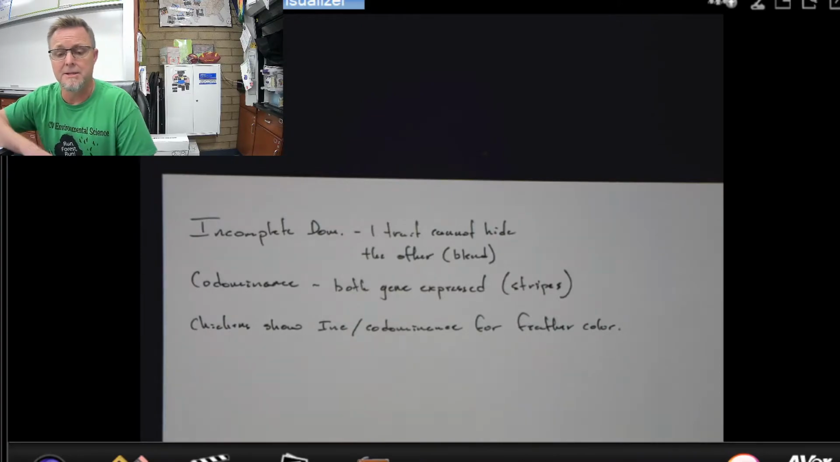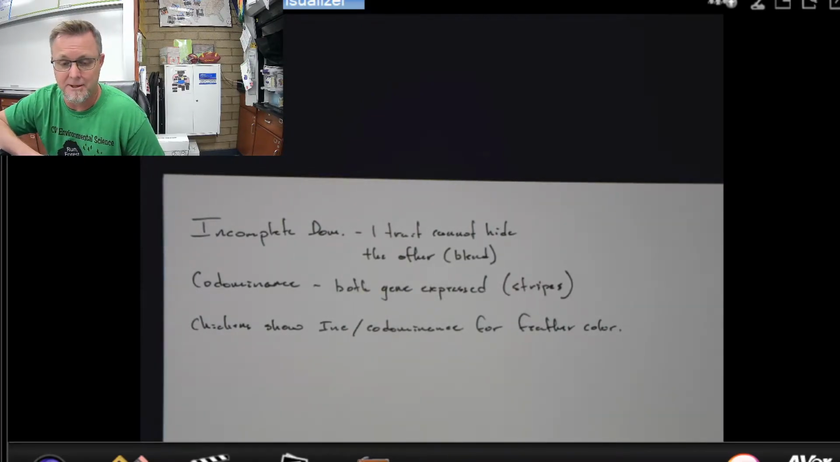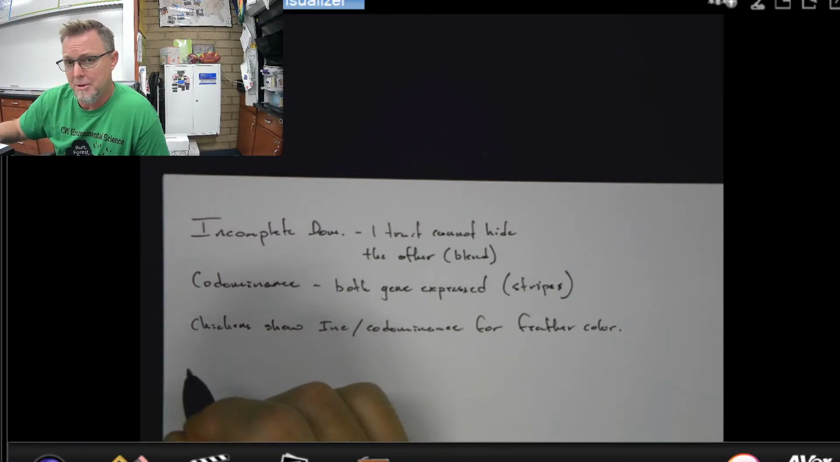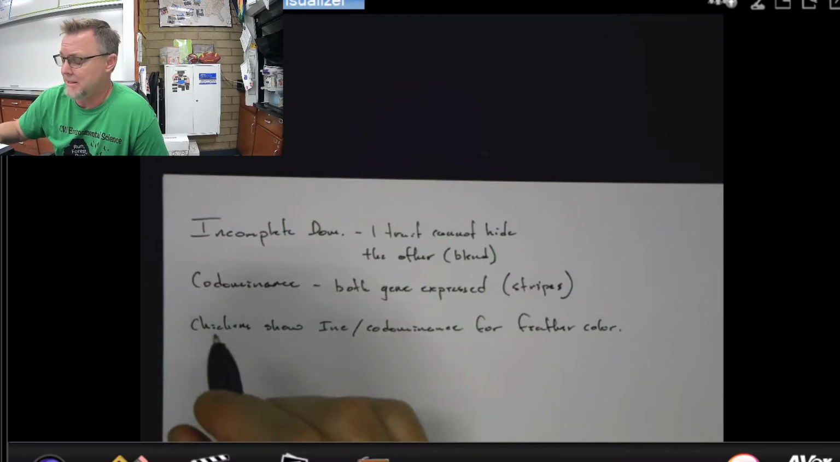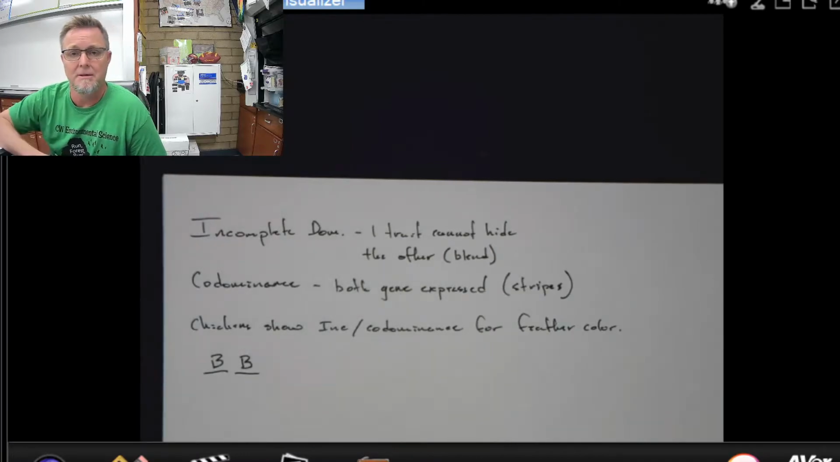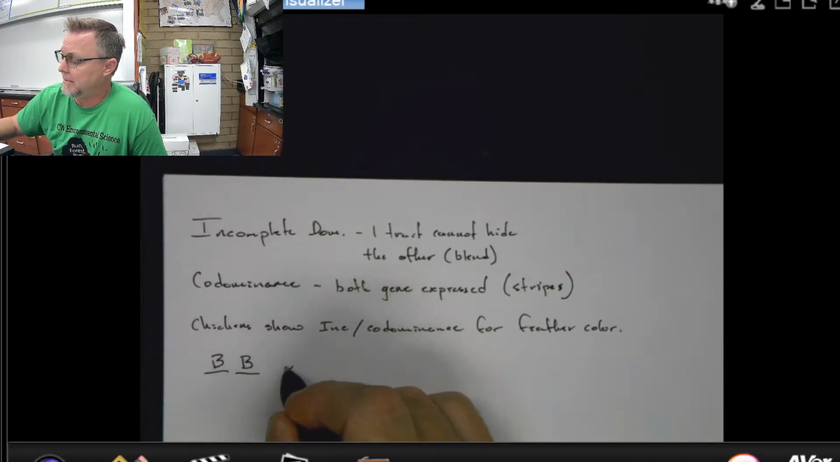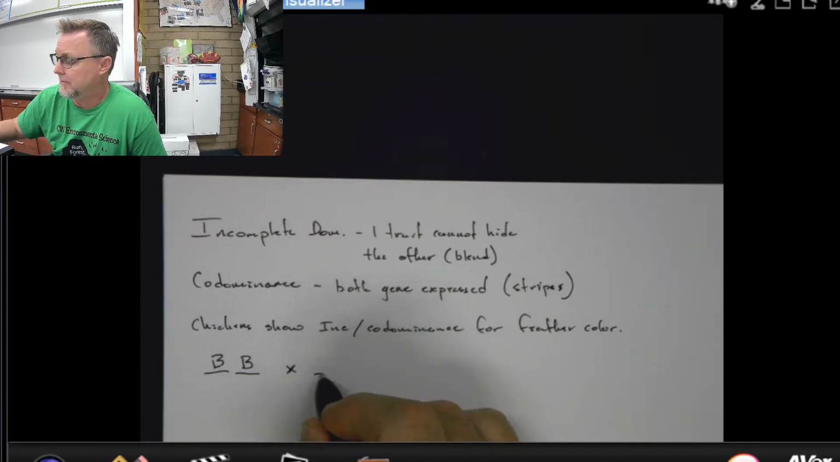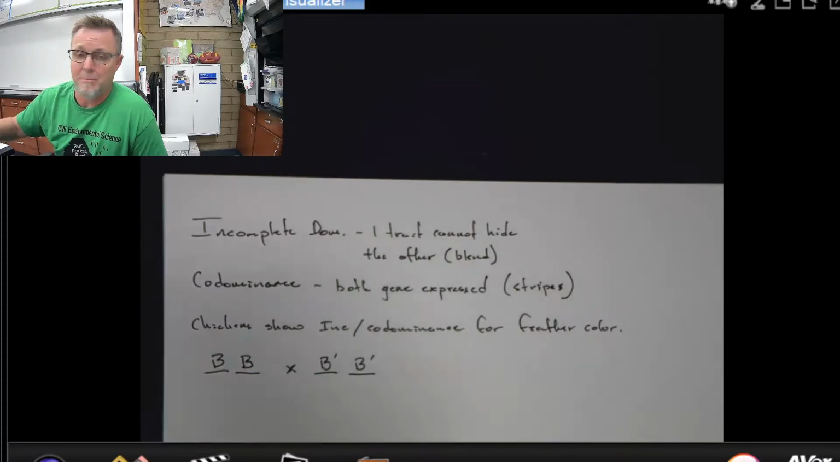All right. So if they show incomplete or codominance for feather color, what we're going to do is cross a pure breeding black feathered chicken with a pure breeding white colored chicken and see what we get. Okay. So if you're pure breeding black, that means that the first parent should be big B for black. And since we're talking about incomplete and or codominance, then the other parent that is pure breeding white, well, they aren't little b. They would be big B prime, big B prime.